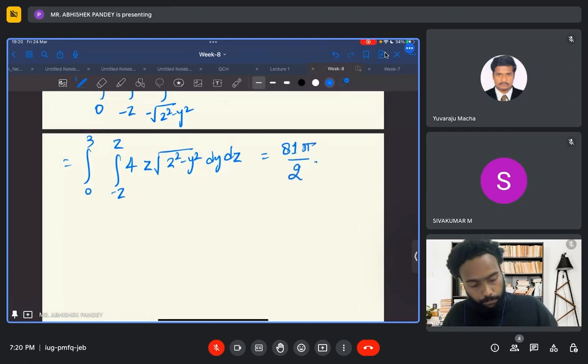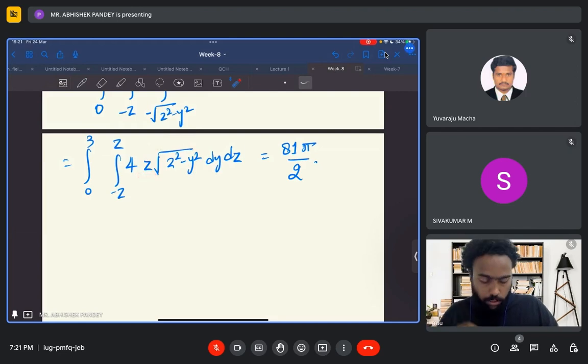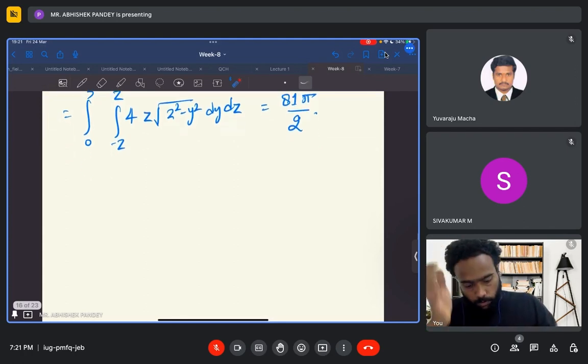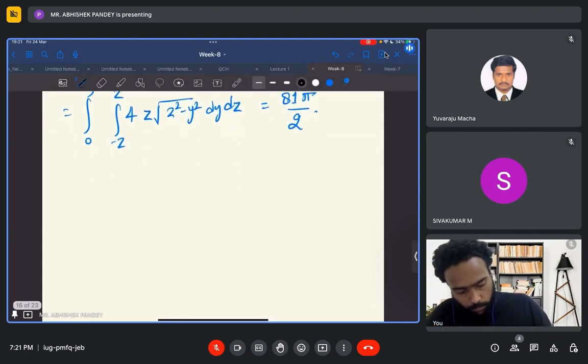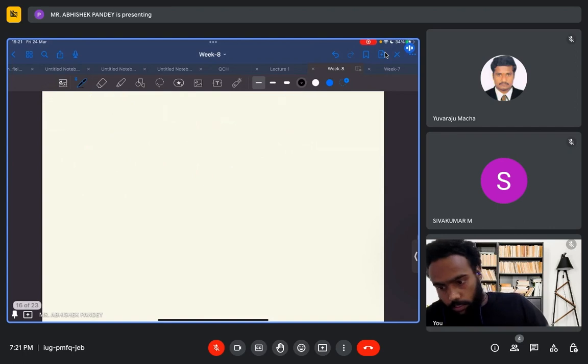Okay, so this you need to solve with respect to y. Here z has no role. So this is again under root a square minus y square, and this you can do. Okay, so now we will see the Stokes theorem, and we will see some problems on that one.